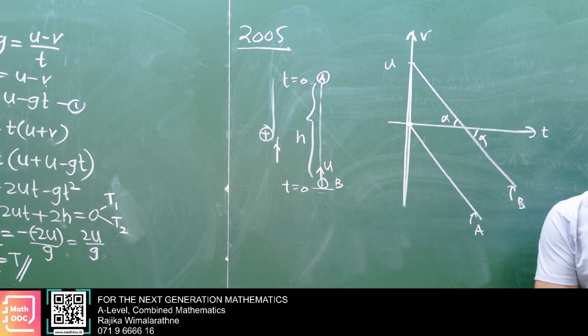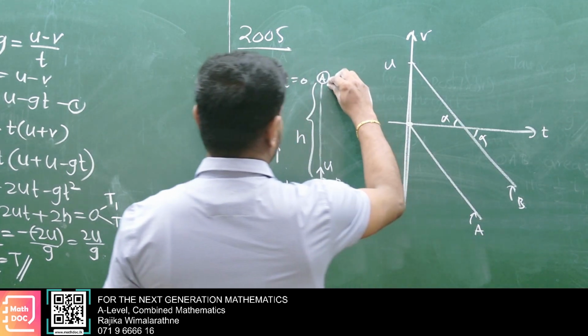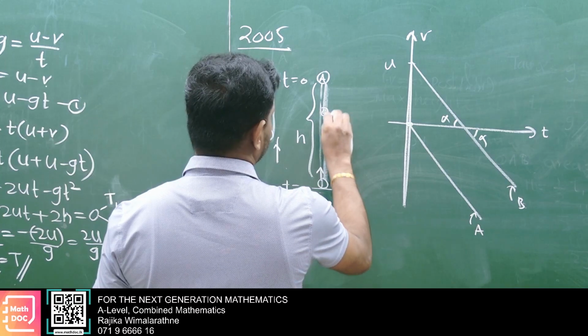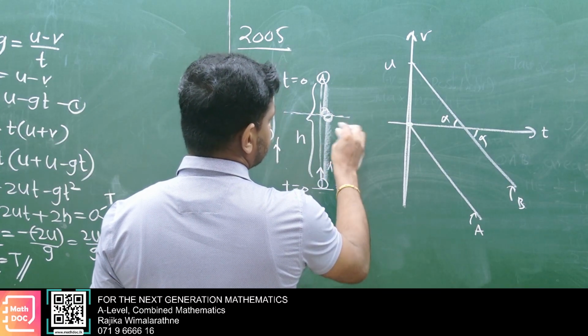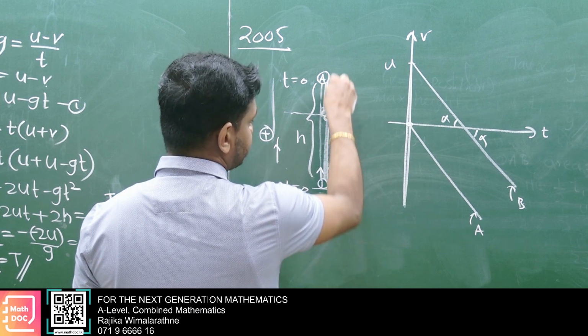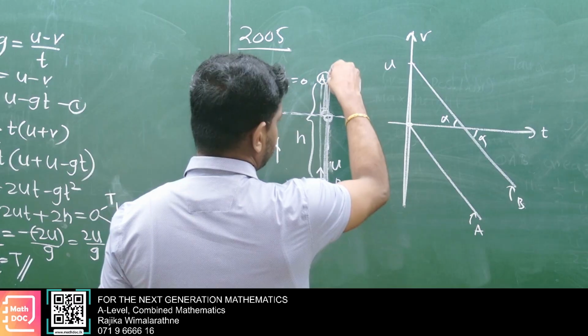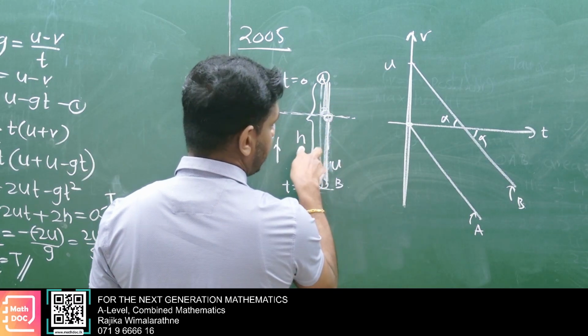Now, using the velocity-time graph diagram, show that the two particles are at the same height from the ground at time h over u. Here one moves downward and this one moves upward. So when they are at the same level, the sum of the displacements will be h. When they are at the same level, one has a downward displacement and the other an upward displacement, and the total displacement is h.